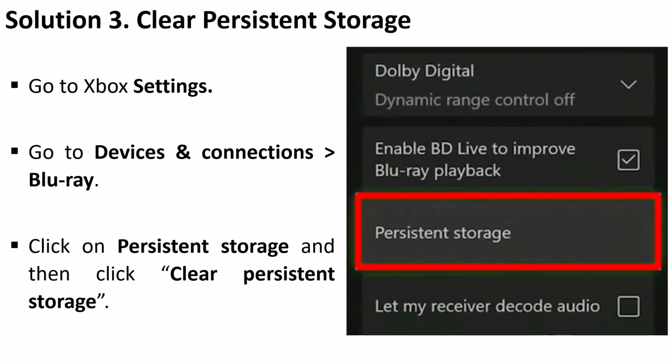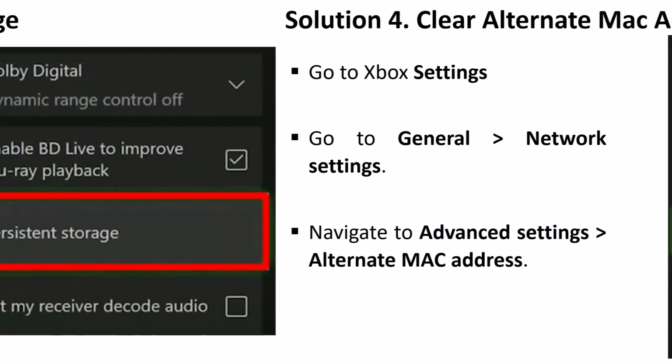Next solution is to clear persistent storage. So go to Xbox settings, go to devices and connections, Blu-ray, click on persistent storage and then click on clear persistent storage and then you can go ahead, launch the game and check. Now if you don't see this feature in your Xbox console, then you can skip this solution.